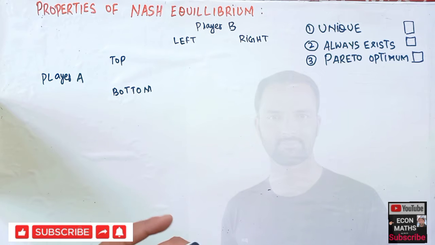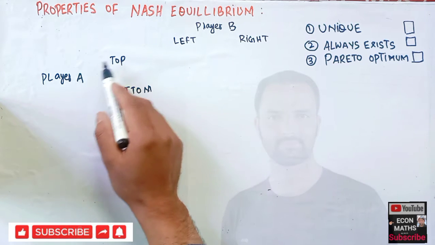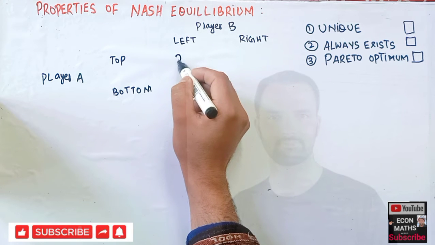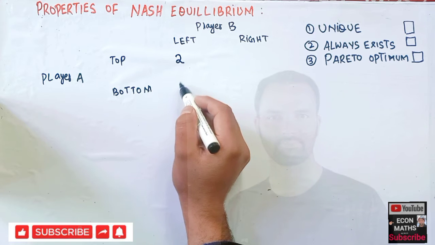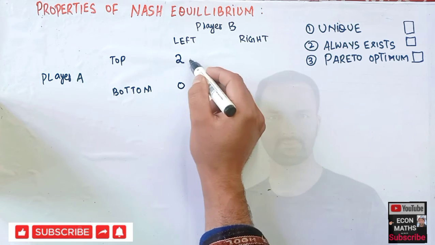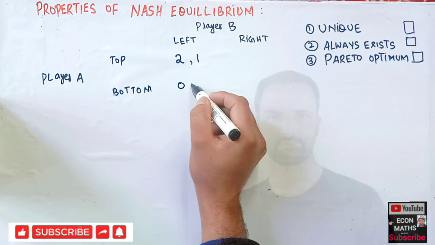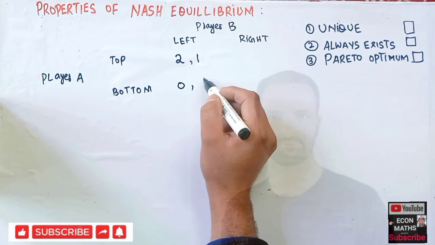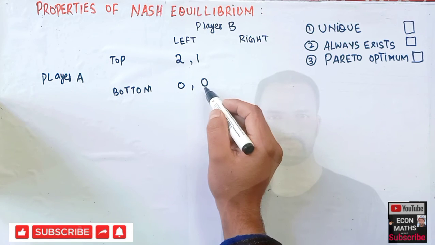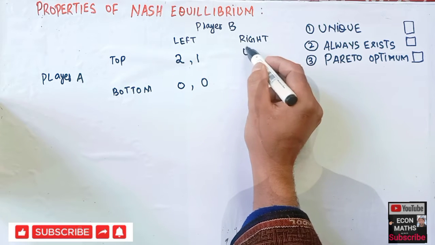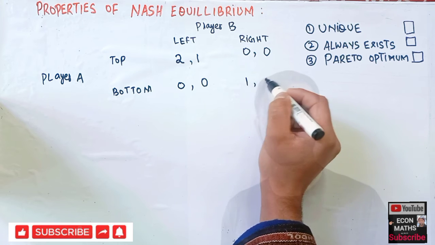Okay, let us have the payoffs for this very game. Let us say we have, for player A, if he goes top, he gets 2 as payoff. If he goes bottom, he gets 0 as payoff. Similarly, if player B goes left, he gets 1 as payoff, and if player B chooses again left, when player A chooses bottom, he gets 0 as payoff. Similarly, we have 0 0 here, and we have 1 2.